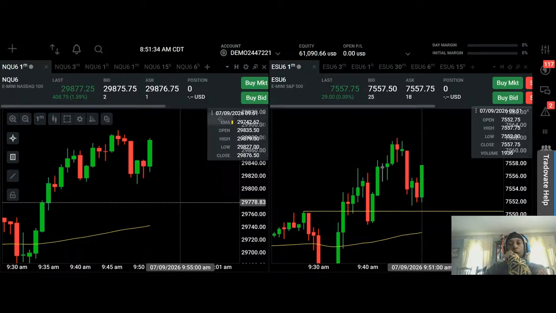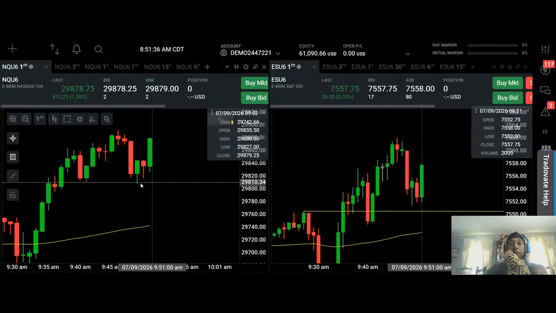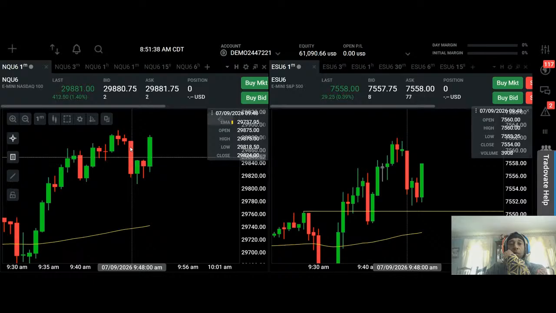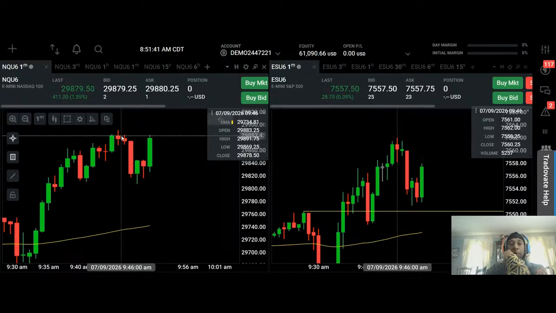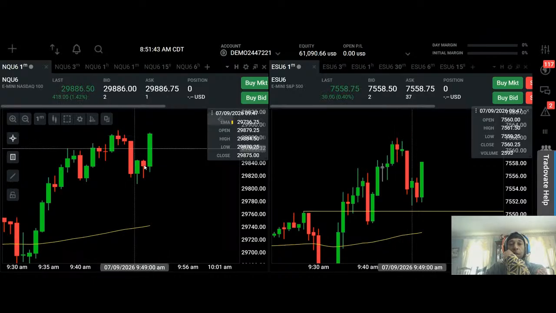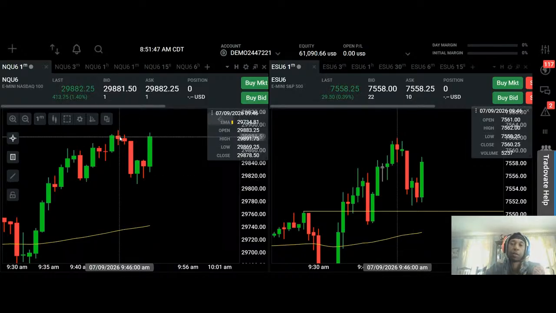So until we get that, it's still a buy from here. And honestly, man, I can't get into it straight though, bro. If it closes above this 946 candle, it's gone.